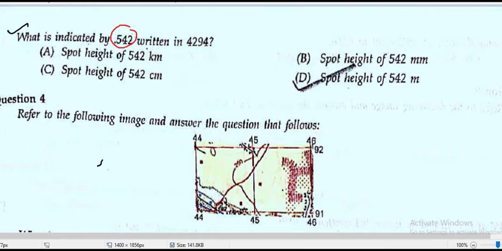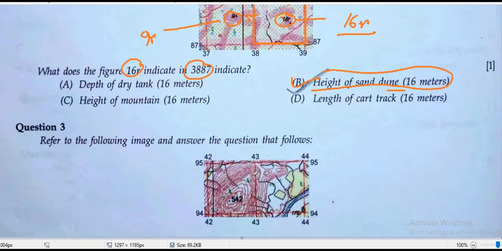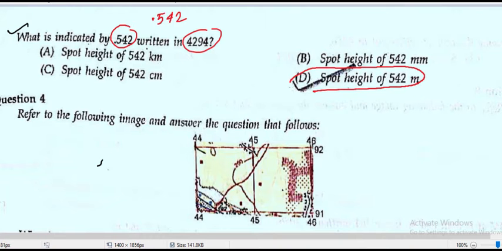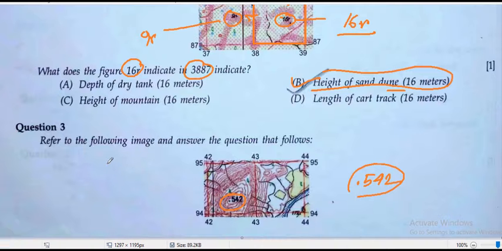Next question, what is indicated by point 542 written in 4294? In map 4294, here you can see point 542. So what are they mentioning? They are mentioning the spot height of that area, 542 meter. We can show the height of a place in three ways. One is by spot, another is by a triangle, which is the triangulated height, and the other is by BM, that means benchmark height of that area. So this point 542 shows us the height of that area is 542 meter.